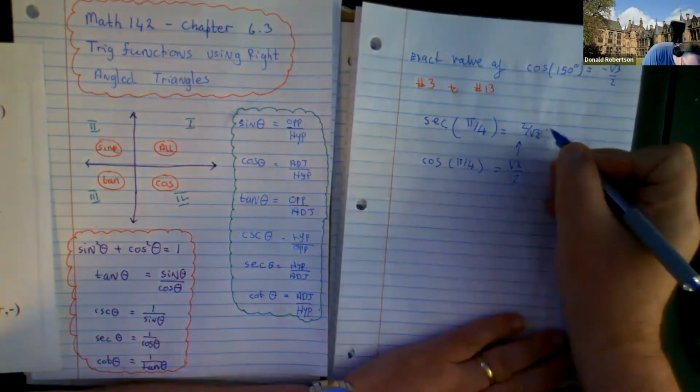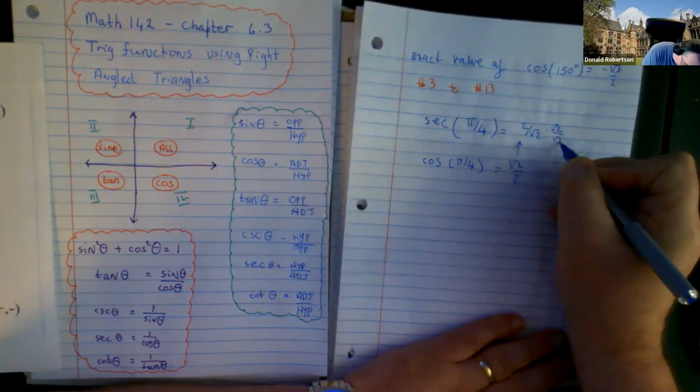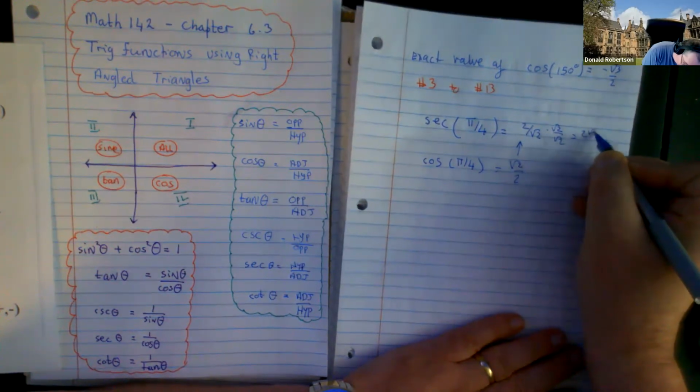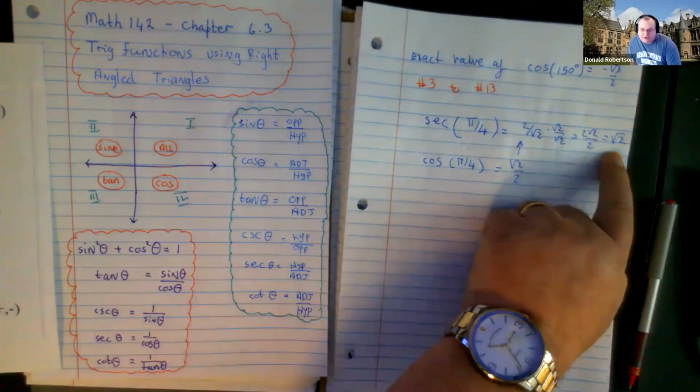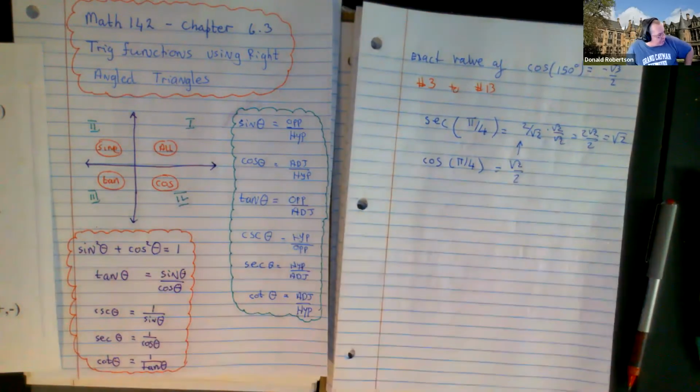Now, if you want to make that pretty, which I certainly would in this case, don't you get 2 root 2 over 2 and then the 2's cancel? Would you agree that rationalizing the denominator in this question is worth it? Because the answer is nice.